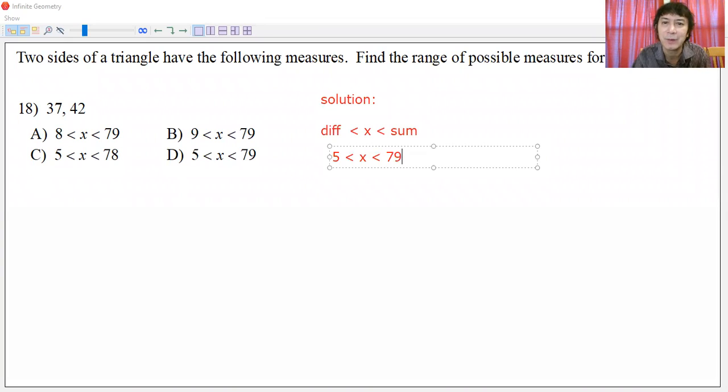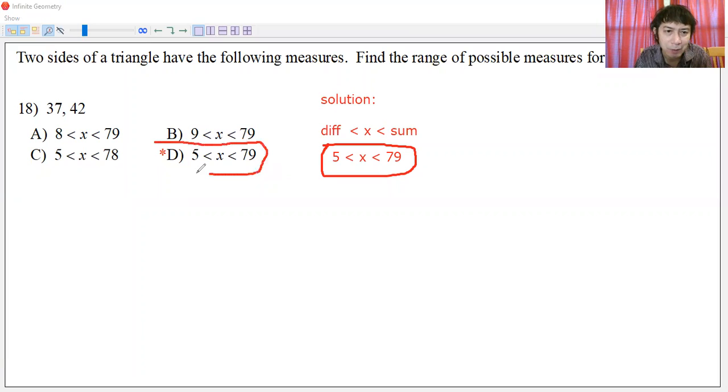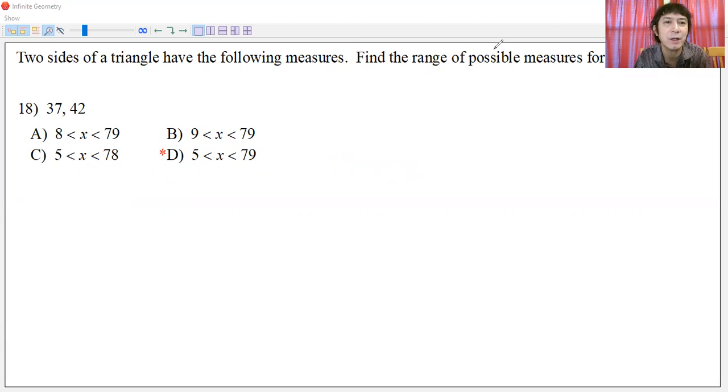There. And this is our answer. We must find this in the choices. And that looks like D. Is it D? Yes. So next is 19. Let's continue with number 19.